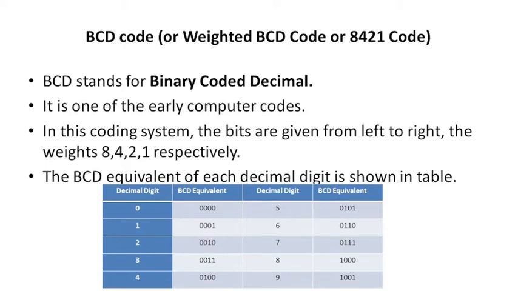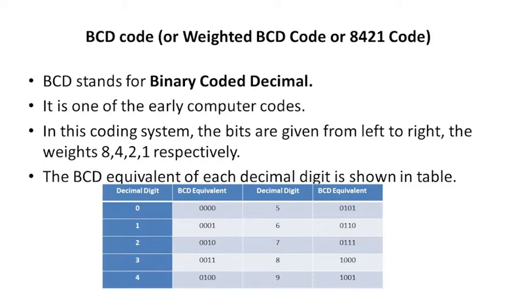First we'll see BCD code, or weighted BCD code, which is also called 8421 code. BCD stands for binary coded decimal. It is one of the early computer codes. In this coding system, the bits are given weights from left to right: 8421 respectively.